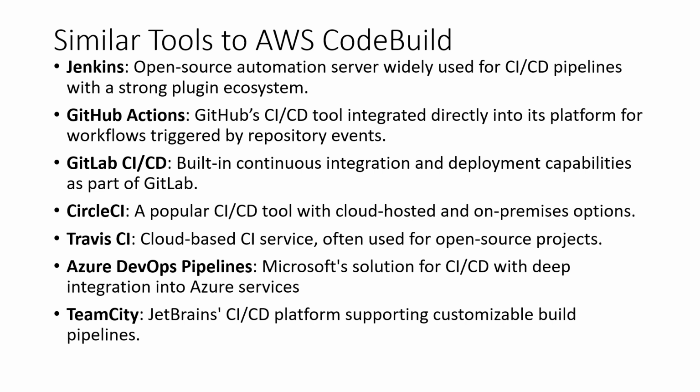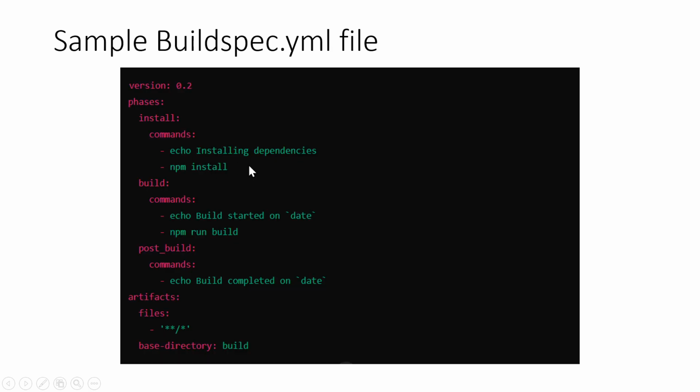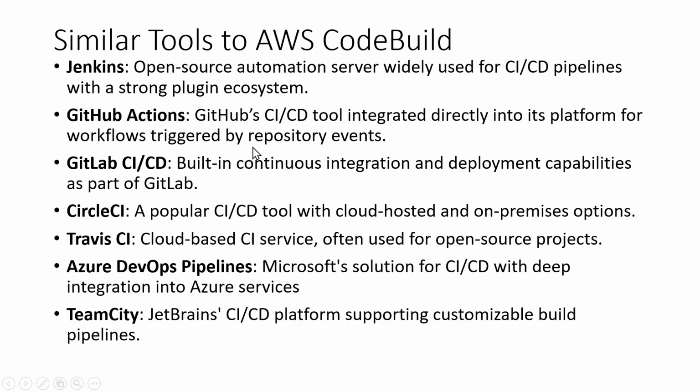so we understand what CodeBuild is, how it is going to work, how we are able to manage it, how we can configure it, and how we can modify it if it is required. So let us understand some similar tools which are used in place of CodeBuild when you are outside the AWS ecosystem. Fine. The commonly used one is Jenkins. It is an open source automation server widely used for CI/CD pipelines with a strong plugin ecosystem. So here also we need to install the plugins based on requirements.